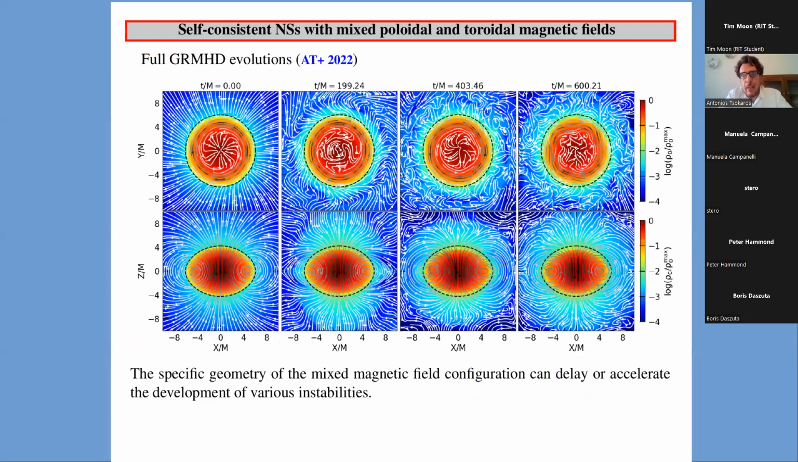We have evolved a number of those models. Here is one of them, which has been evolved up to t over M equals 600, which corresponds to approximately 10 Alfvén time scales. On the top row you see the equatorial plane. On the bottom row you see the azimuthal plane. On the top row, in both planes, with black lines, you can see where the magnetic field is strong. And you can see that the black circular lines here are where the toroidal magnetic field is strong. And similarly, the black lines here are where the poloidal magnetic field is strong.